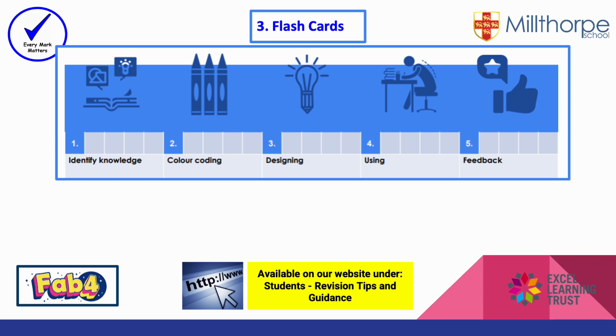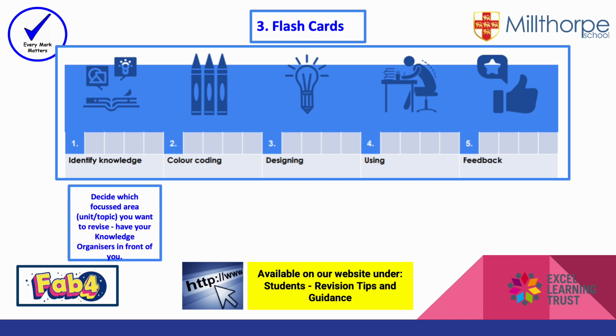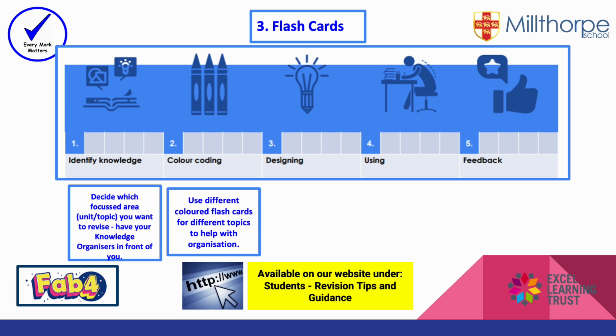Our third Fab 4 revision strategy is flashcards. To do a flashcard effectively, you decide which focused area you want to revise and again have your knowledge organisers in front of you at the start of this process. Use perhaps different coloured flashcards for different topics. That will help ultimately with organisation.